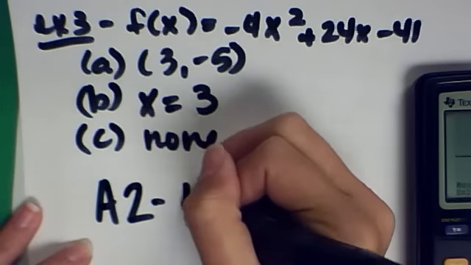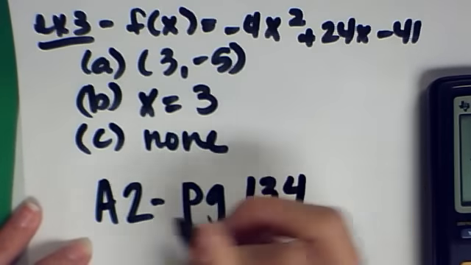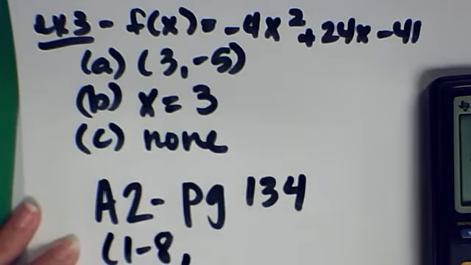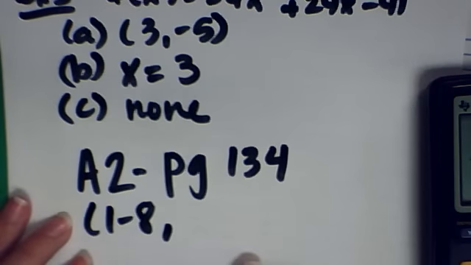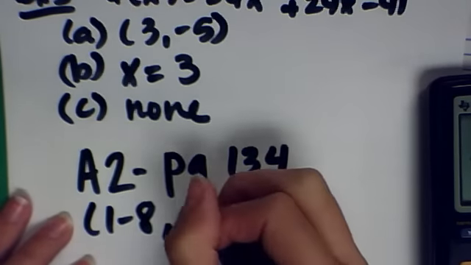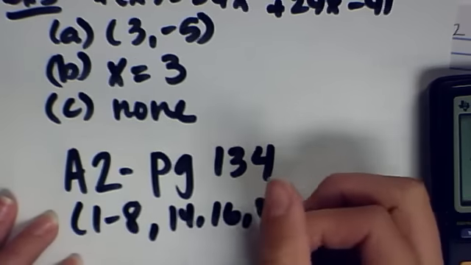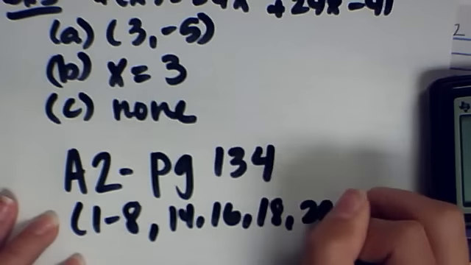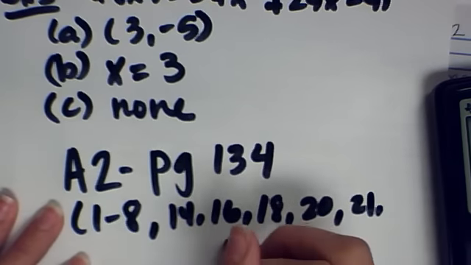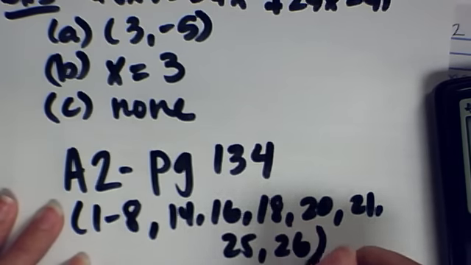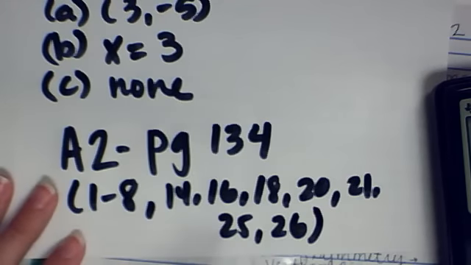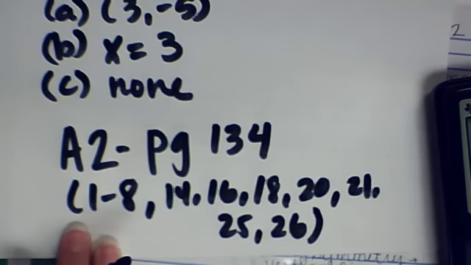The assignment here is A2, page 134, numbers 1 through 8, which are matching. So you don't need to do any extra work on there, just match the letter with the number, 1 through 8. And then numbers 14, 16, 18, 20, 21, 25, and 26 are the rest of the assignment. On 14 through 26, all of those problems, I want you to do exactly what we did in the notes, which was part A, find the vertex, part B, find the axis of symmetry, and part C, find the zeros.